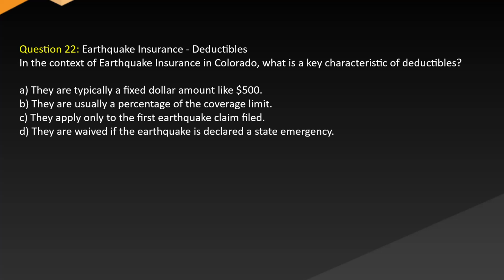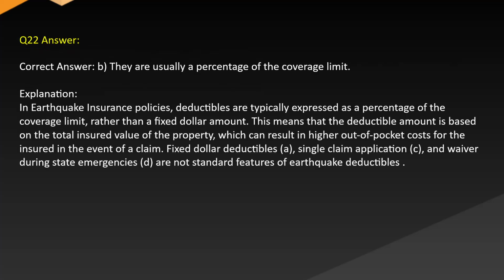Question 22. Earthquake insurance. Deductibles. In the context of earthquake insurance in Colorado, what is a key characteristic of deductibles? A. They are typically a fixed dollar amount like $500. B. They are usually a percentage of the coverage limit. C. They apply only to the first earthquake claim filed. D. They are waived if the earthquake is declared a state emergency. Correct answer: B. They are usually a percentage of the coverage limit. Explanation.